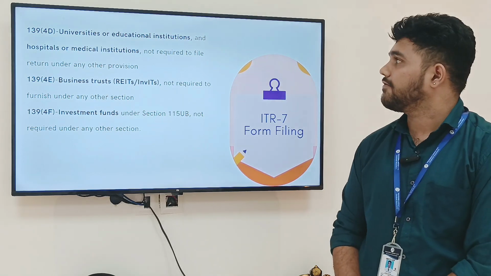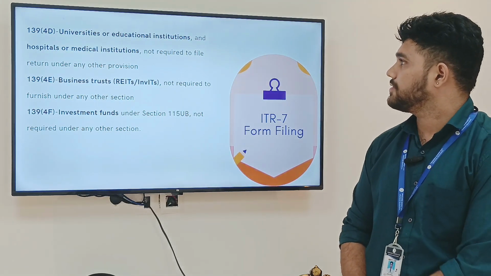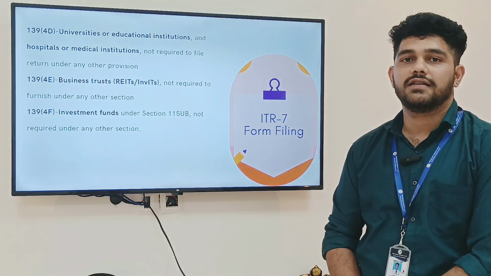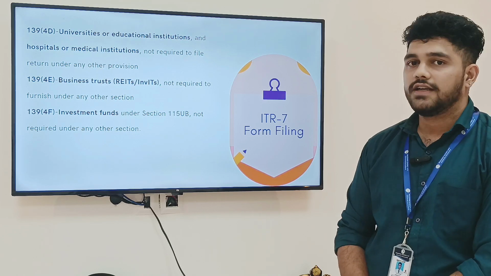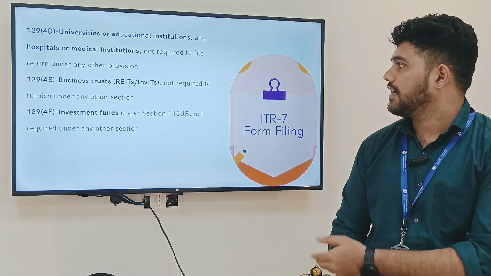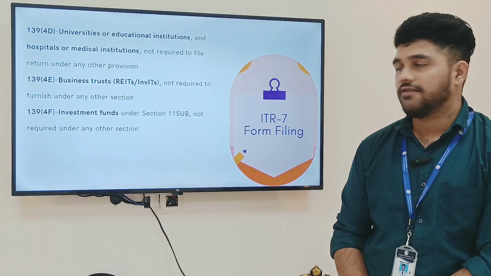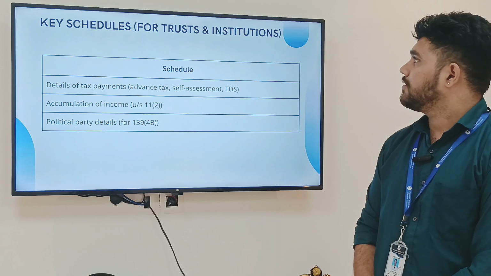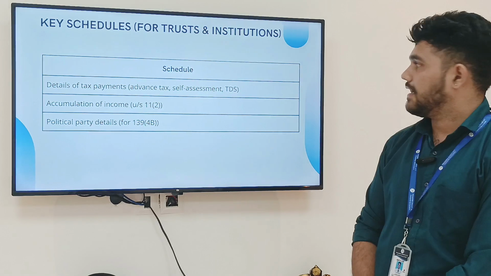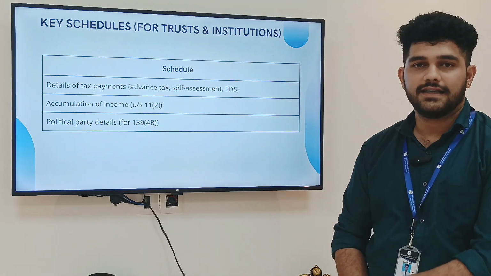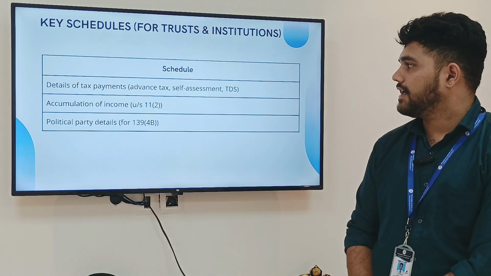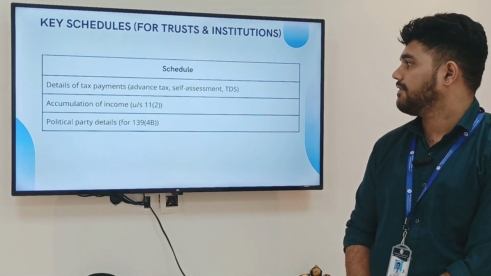Section 139(4D): university or educational institution and hospital or medical institution not required to file a return under any other provisions. Section 139(4E): business trust not required to furnish under any other section. Section 139(4F): investment funds. So, key schedules of a trust or institution: details of tax payment, that is advance tax, self-assessment tax and TDS; accumulation of income under section 11(2); political party details for section 139(4B).